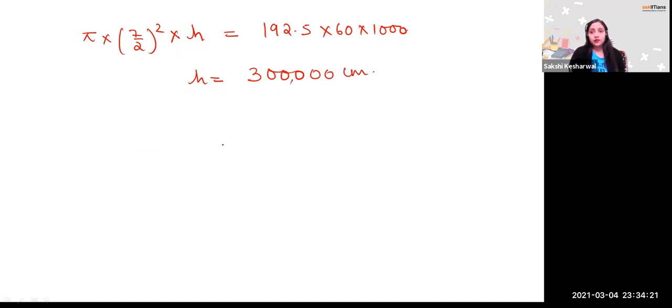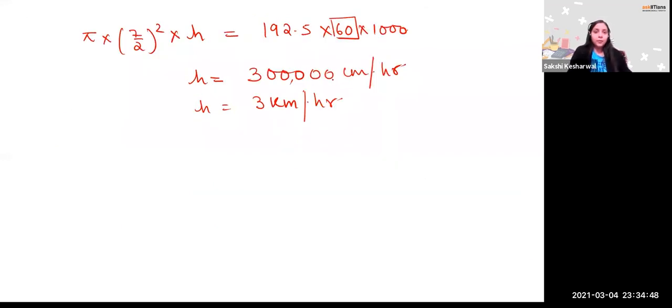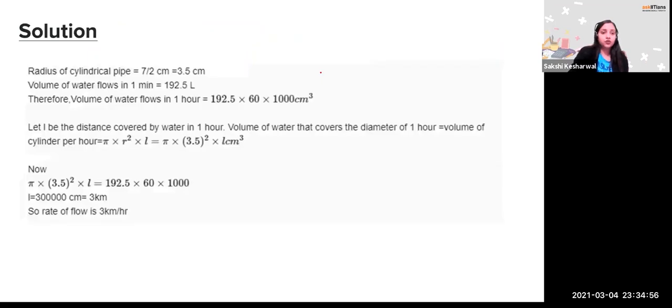3000 centimeter, right? So if you see this, h is equal to what, beta? 3 kilometers, right? Because it is in the hour, we have calculated this for 1 minute. So h is going to be what, kilometer per hour or centimeter per hour? Because when you have written this, the rate of the flow of water is what? 60. This is the volume, right or not? Because you have taken out in 1 hour, this is the rate, right? Right. Now this answer is written.